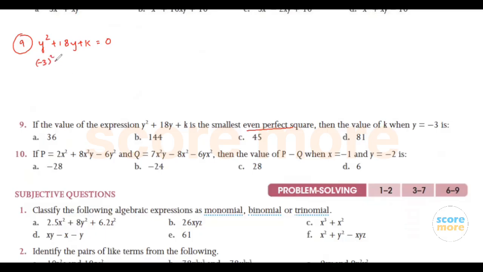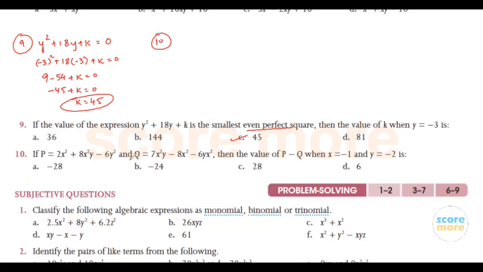So minus 3 square plus 18 into minus 3 plus k is equal to 0. So 9 minus 54 plus k is equal to 0. So minus 45 plus k is equal to 0. Now we will take minus 45 on the right hand side. It will become positive. So value of k comes out to be 45. So answer is C part.